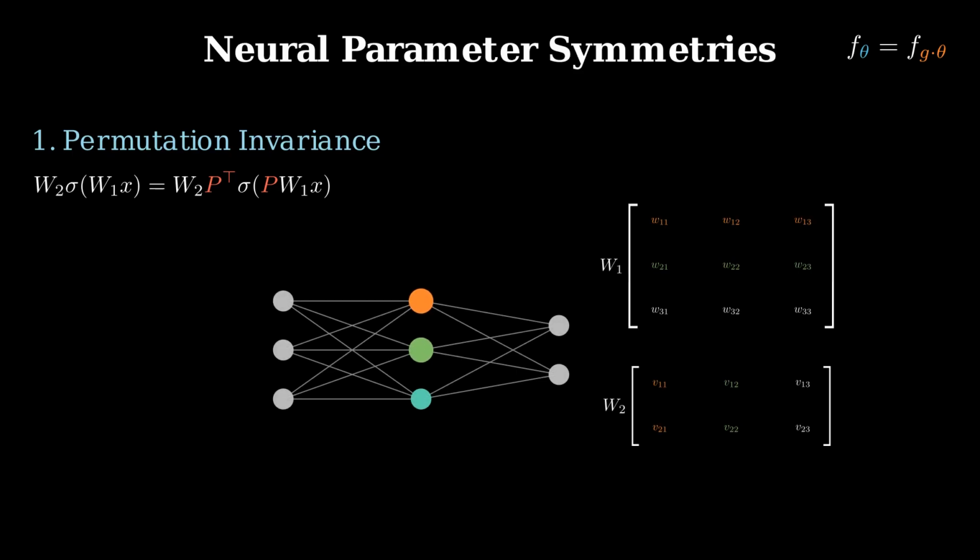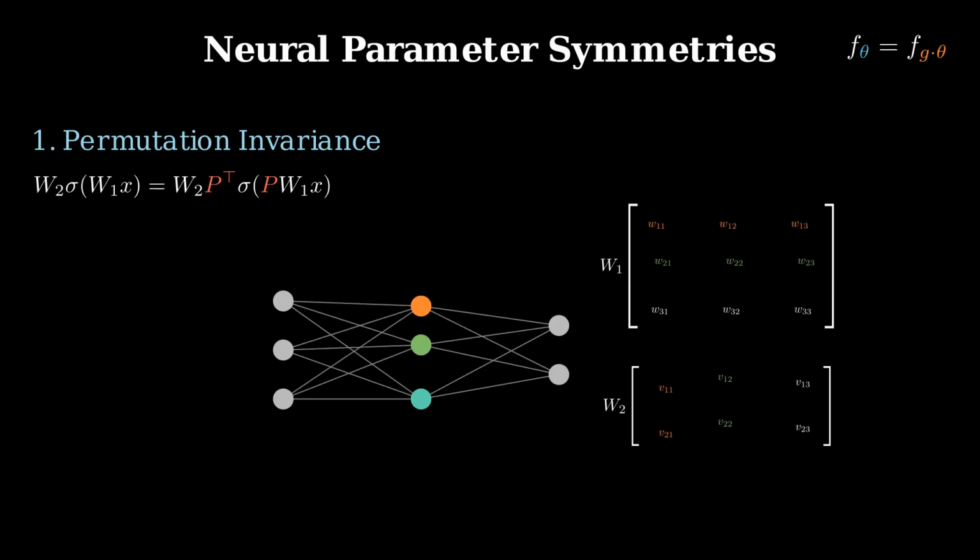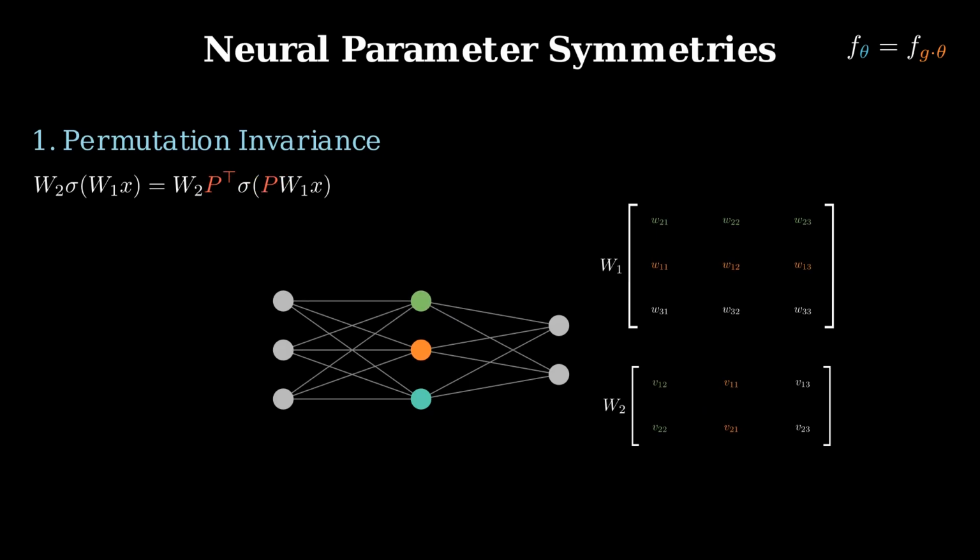Consider a standard multi-layer perceptron. If we swap the positions of these two internal hidden neurons, we must simultaneously permute the rows of the incoming weight matrix W1 and the columns of the outgoing matrix W2.